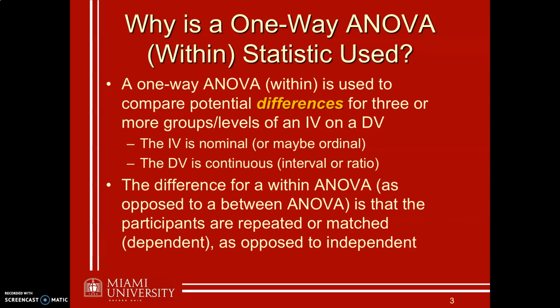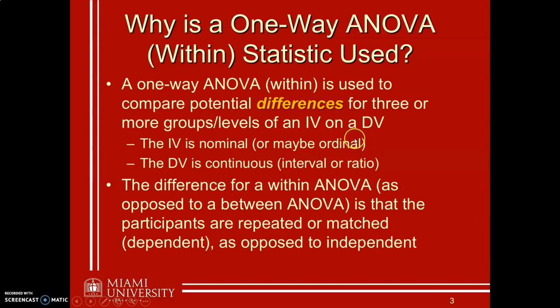So the thing to keep in mind with ANOVA, as with each test we learn, is why we're using this particular statistic. A one-way ANOVA within subjects is for comparing potential differences for 3 or more groups or levels of an independent variable to see how those 3 groups differ on an outcome or dependent variable. So in this case, our independent variable is going to be nominal, or maybe ordinal, that we've kind of put into 3 chunks in order. So this could be something like political party: Democrat, Republican, Libertarian, Green Party.